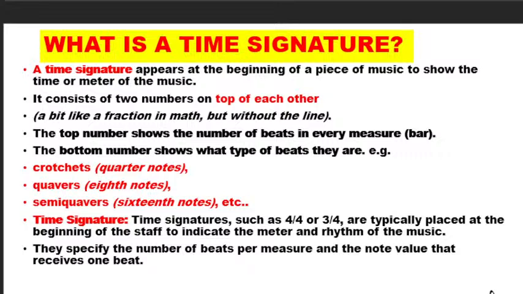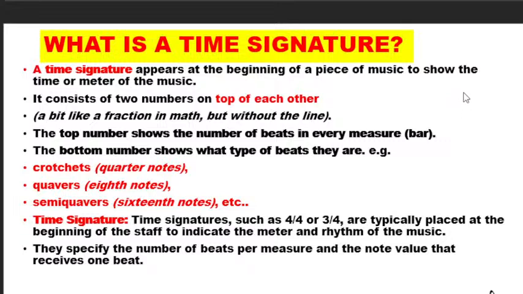So the one that is on top indicates how many beats are in the bar. The top number shows the number of beats in every measure, as I have said. The bottom number shows what type of beats they are, for example, the crotchet, the quaver, the semibreve, and so on. So under the time signature, we'll have 4/4, 3/4, 2/4, and so on. Those are some of the time signatures we are talking about.